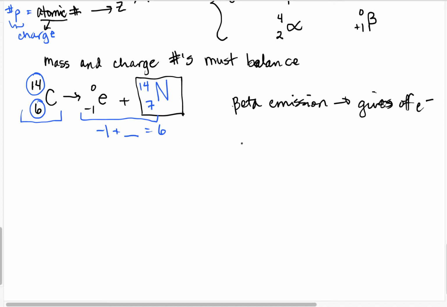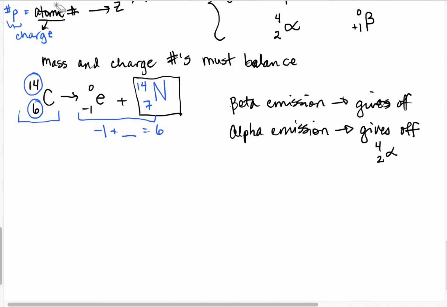You can also have alpha emission, and in that case, the radioactive isotope gives off an alpha particle. I guess we better put in our little isotope notation so we can balance it. Those are the two most common kinds. You will sometimes have electron capture, and that means that we have an electron going in.